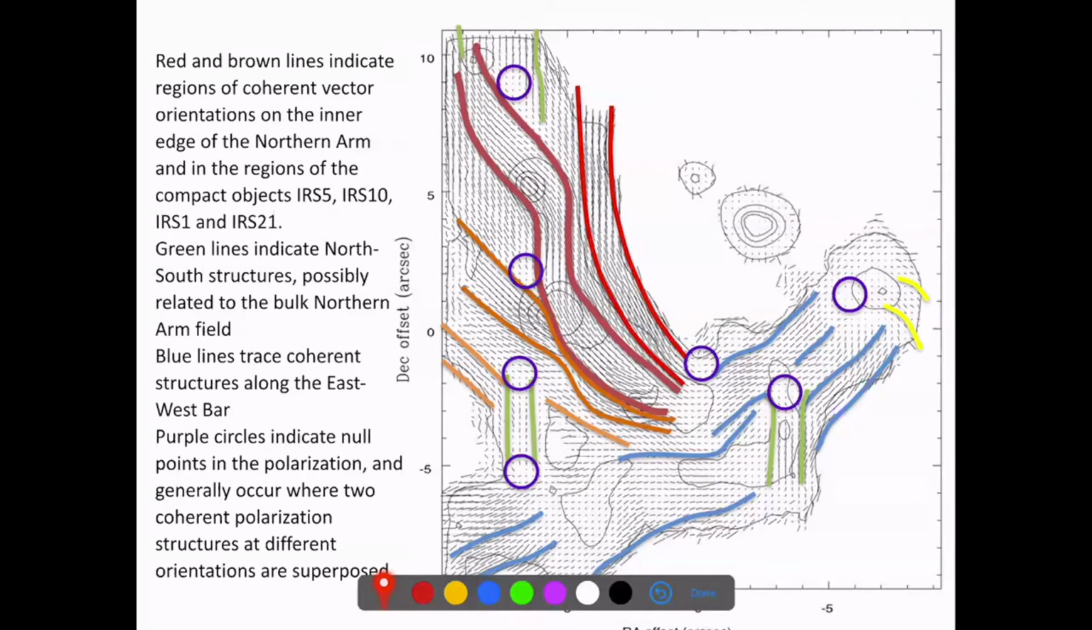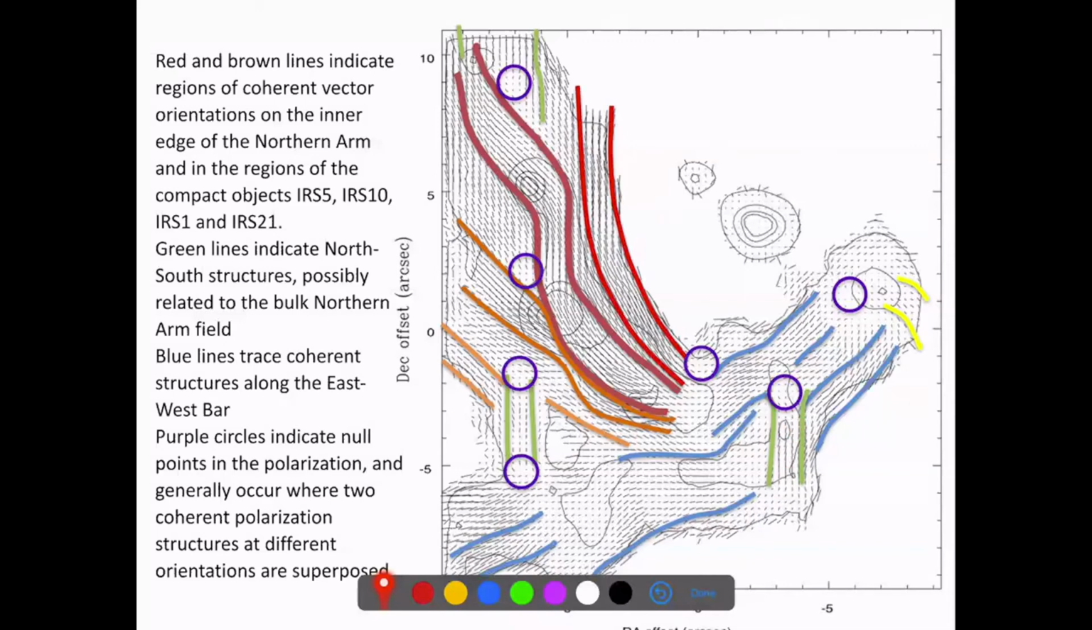And if we then plot up regions of coherent vectors, we can see there's a number of filaments coming through into the northern arm at different orientations. And where filaments at different orientations are superimposed, we get polarization nulls shown by the purple circles. And in the east-west bar now, we can see that in regions of low flux, we do see vectors predominantly along the bar, but again, there are other regions superimposed on top of them. So for example, this region is quite likely an extension of the northern arm, which loops round and then re-emerges in front of the east-west bar here.